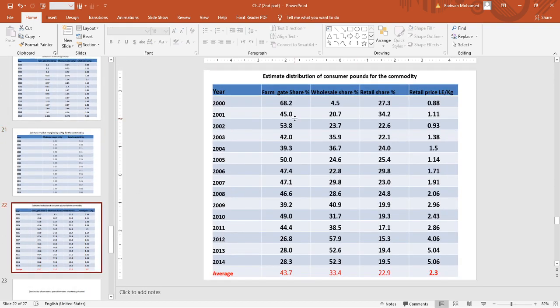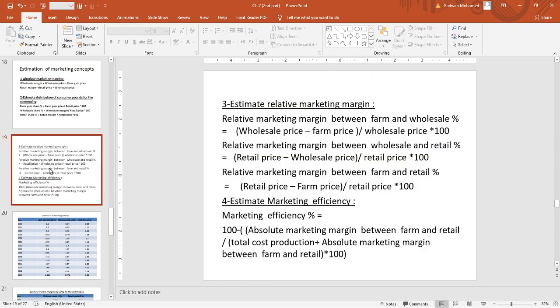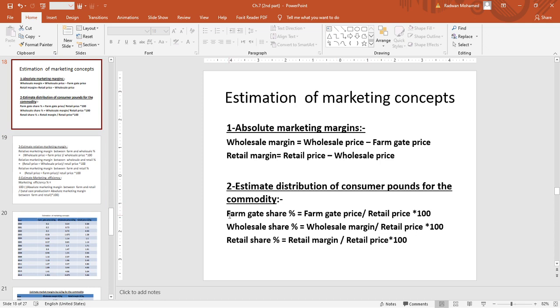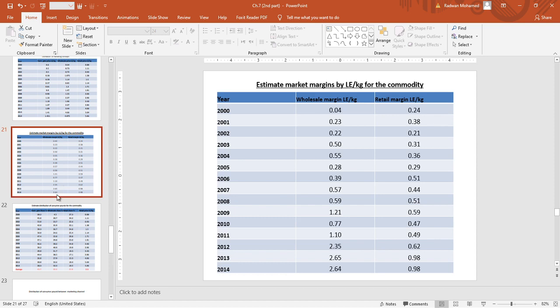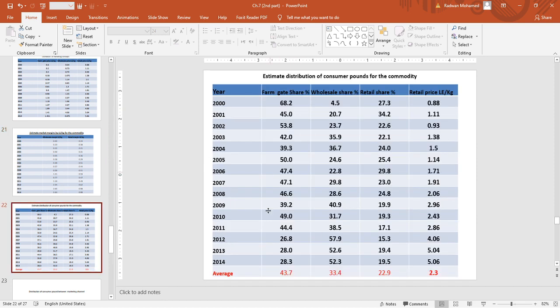Okay, another one. Estimate the distribution of the consumer dollar for the commodity. I want to calculate the farm gate share, the wholesale share, and the retail share. Farm gate share is equal to farm gate over retail price multiplied by 100. The wholesale share is equal to wholesale margin over retail price multiplied by 100, and so on. If you use these equations, you will find all of these shares. Okay, it's very easy, guys.